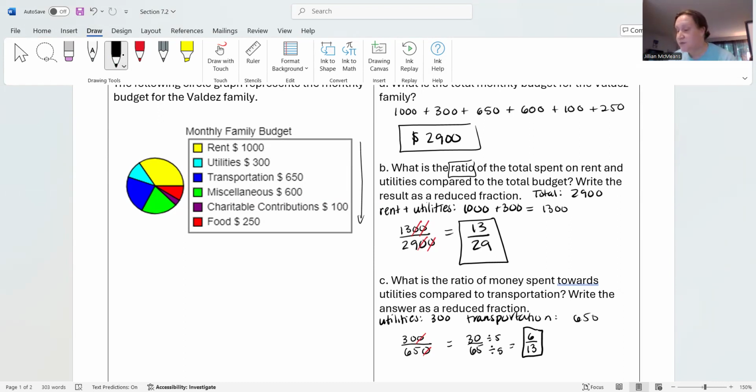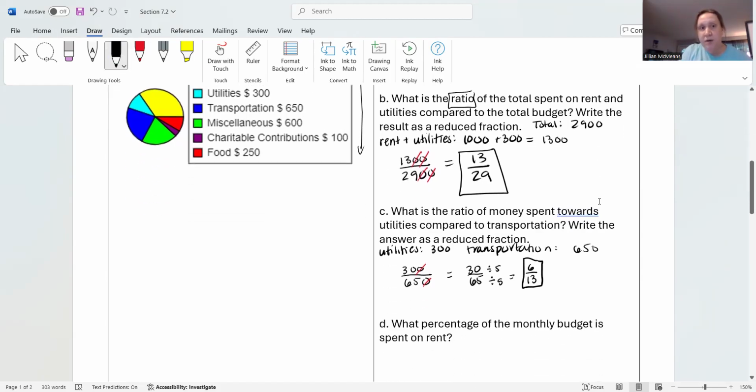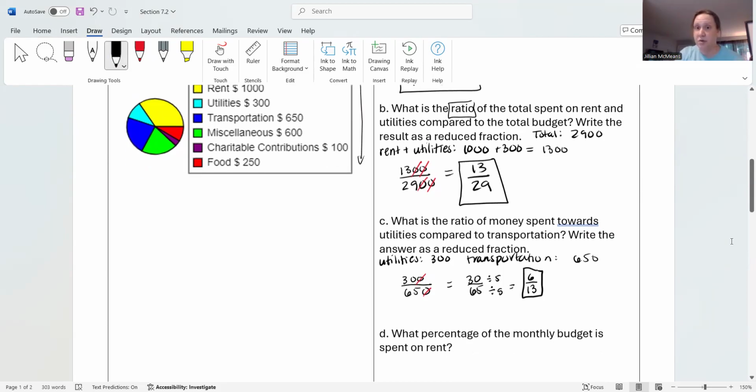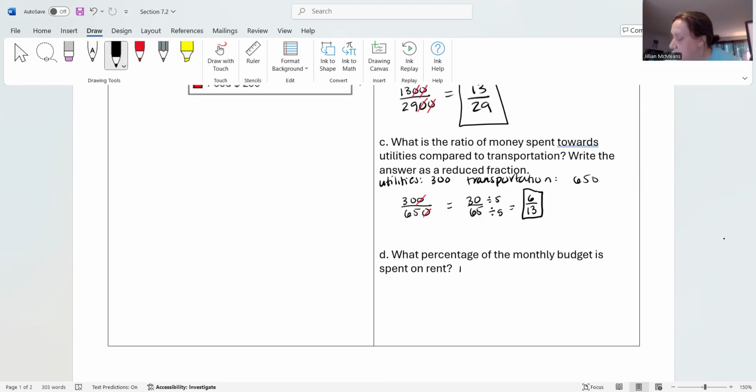Okay, so that means for every $6 we spend on utilities, we need to spend 13 on transportation. Okay, and then finally, one more little part hidden down here. Let's make sure we can see everything. What percentage of the monthly budget is spent on rent? So rent is $1,000. So I'm gonna have to scroll down now. So rent is 1,000. Total budget was 2,900. We already found that out. And we want to know what percentage of the total monthly budget is the rent.